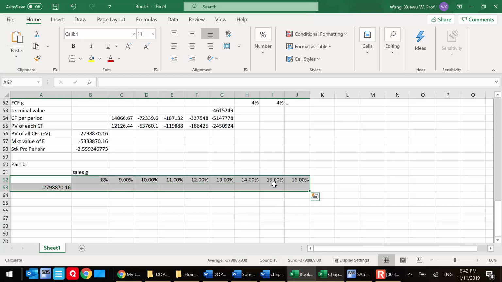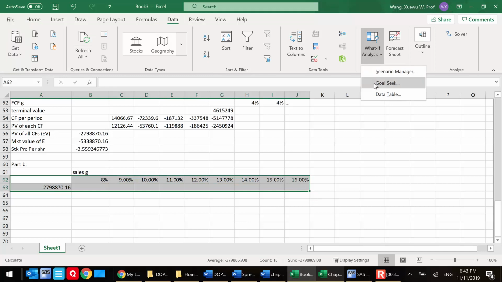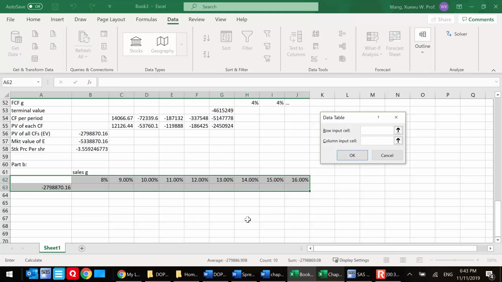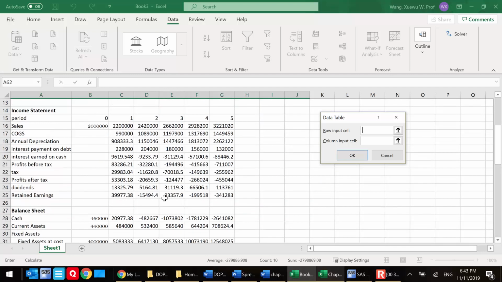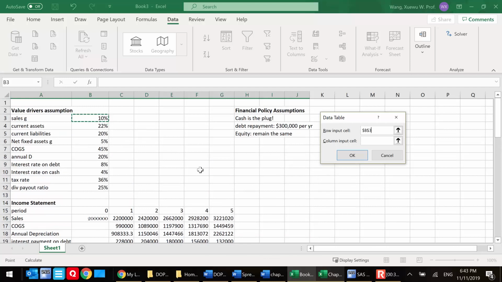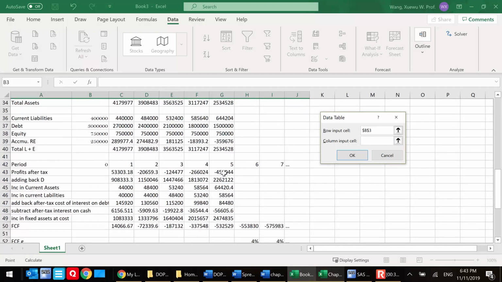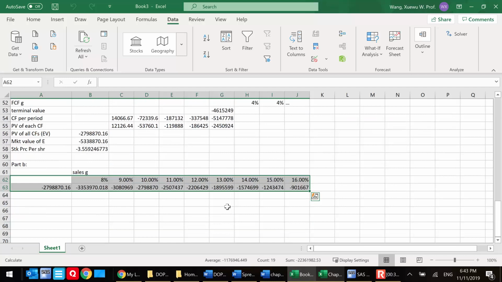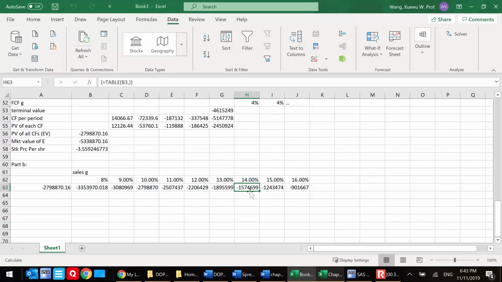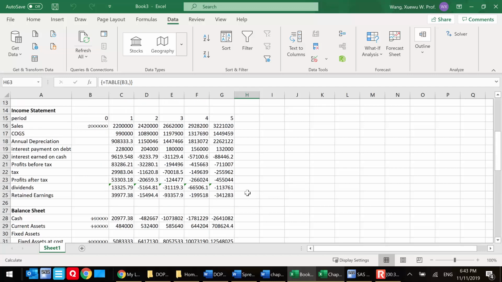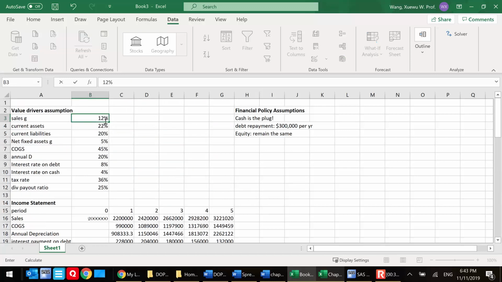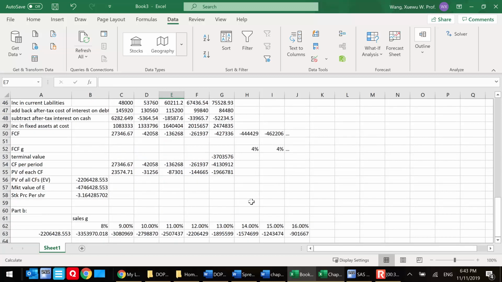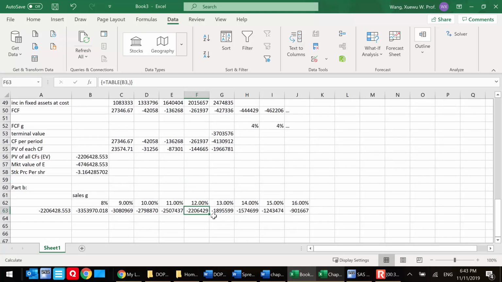Now I'm going to highlight everything and go to Data, What-If Analysis, Data Table. I have the sales growth set up in a row, and that input is the sales growth, the 10%, that's B3. There's nothing in the column, so I'm going to set that as blank. Click OK, and yes, we have all the numbers. Maybe I should change this back to 12%, and let's see whether we replicate our enterprise value here. Yes, that's the same number. Very good.